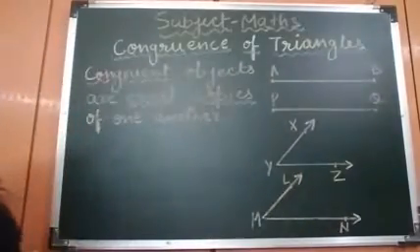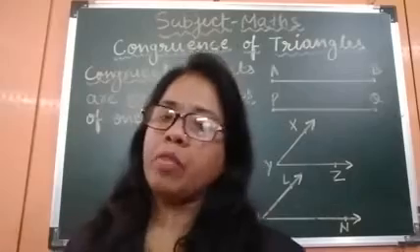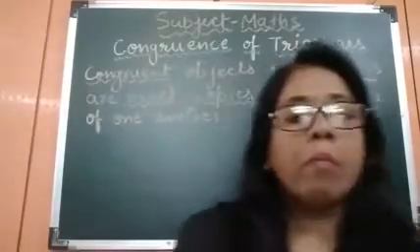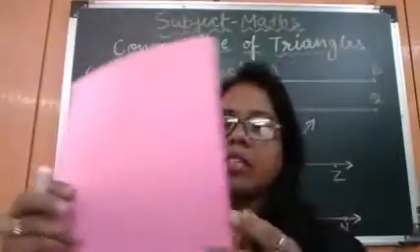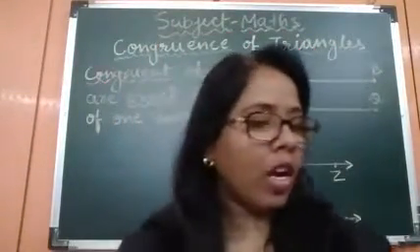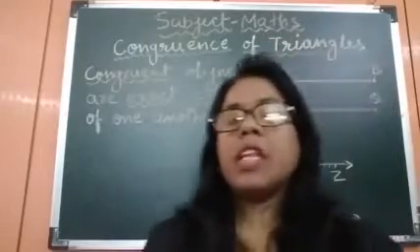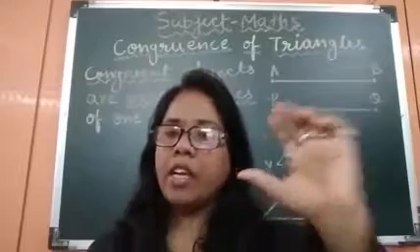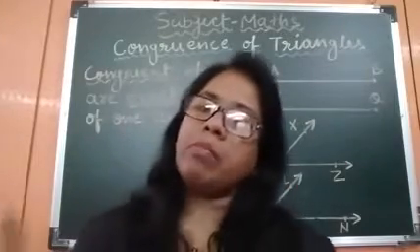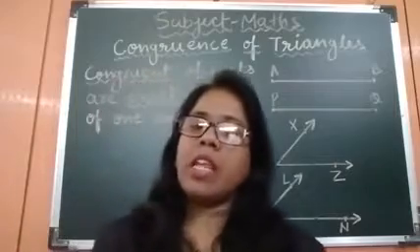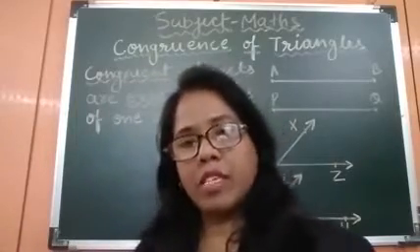Now see, congruent objects may be two-dimensional or three-dimensional. Two-dimensional means a plane shape, only length and breadth. And three-dimensional means it has three dimensions: length, breadth and height, like a cube. So congruency applies in two-dimensional figures as well as three-dimensional objects.